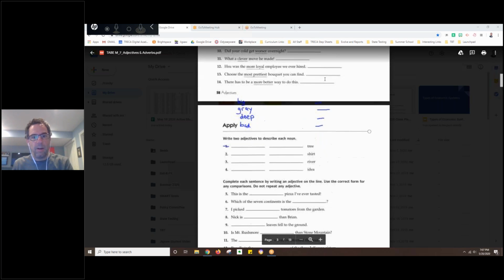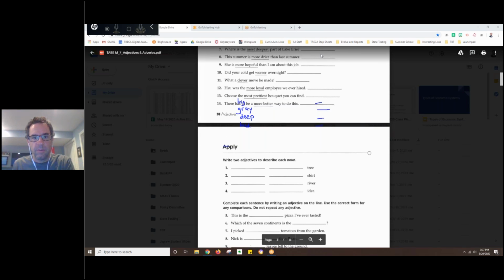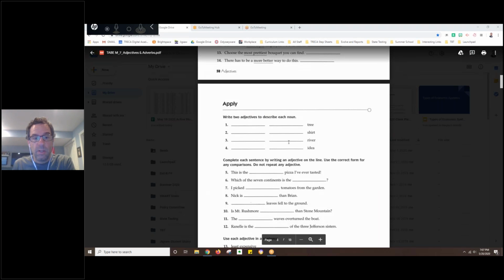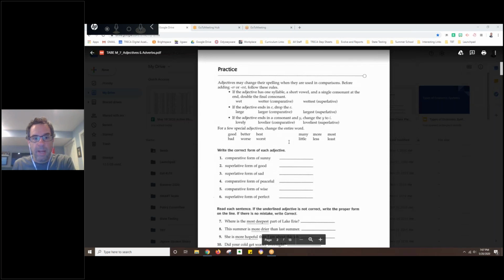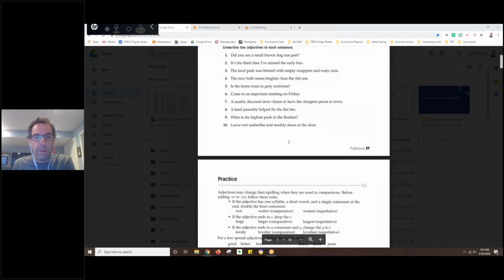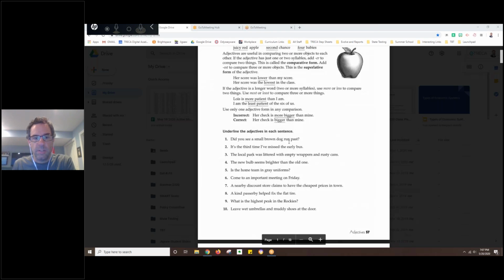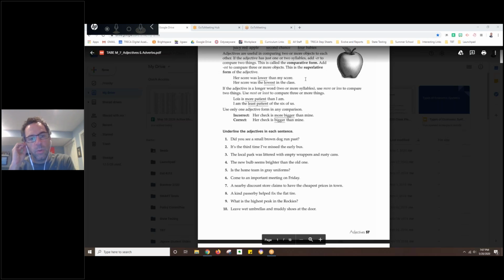If we go back up here, let me clear off the drawings. Remember, if you are comparing two things, you're going to use a different form. You'll use the comparative form. If you are comparing three or more objects, you will use the superlative form of the adjective. So that's when you're comparing adjectives. It depends. Comparative is two.